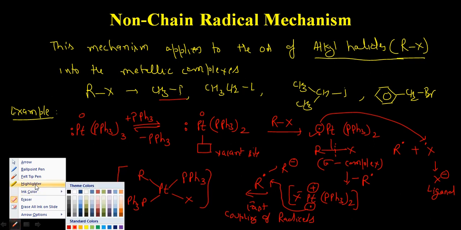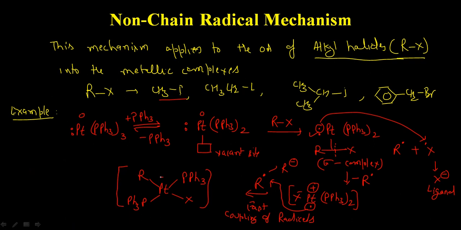So in the final complex, the oxidation state of the metal is 2. So we have oxidatively added RX into the platinum complex. So this was the example which was elaborating the non-chain radical mechanism. Now the main point: why is this called the non-chain radical mechanism?